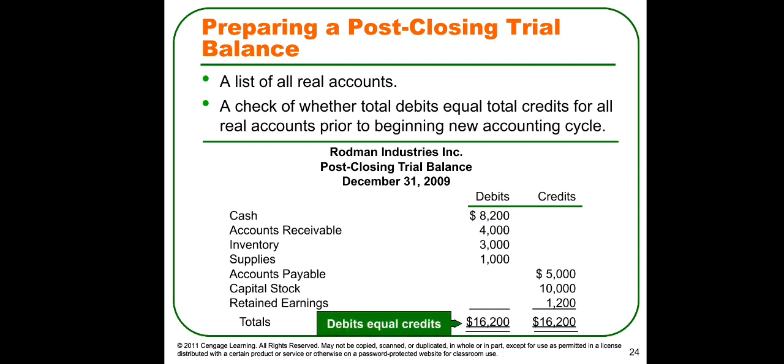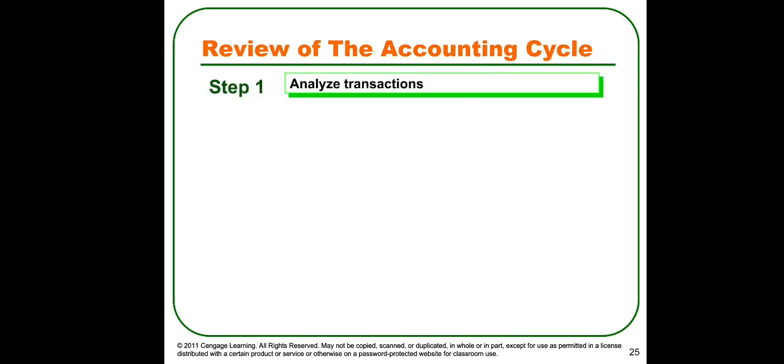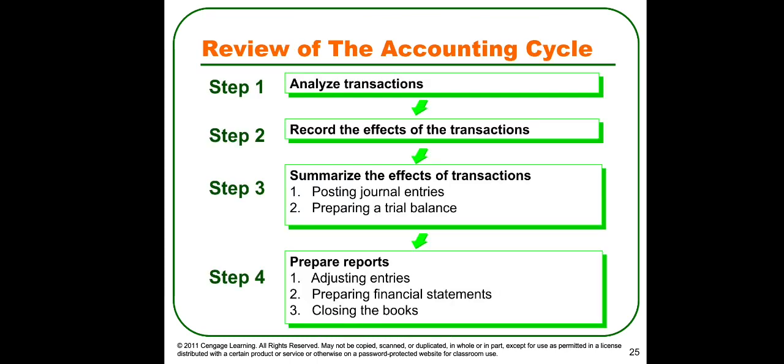So like a trial balance that you have seen earlier, if the total in the debit side equals the total in the credit side, then you can say that the trial balance is correct, or the recording process is correct. Okay, that's it. That is the end of the accounting cycle.